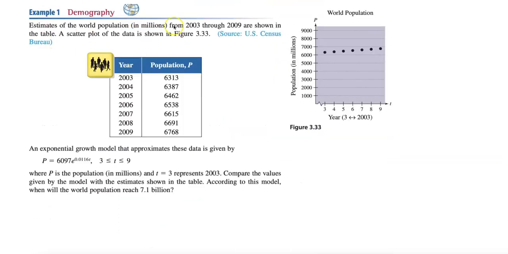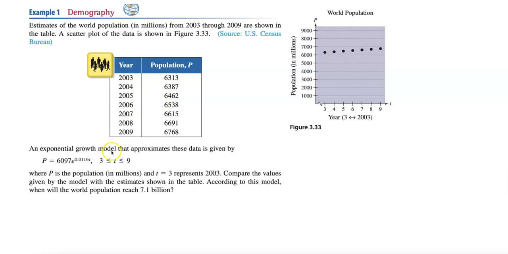Example number 1 is about the world population and how it's growing. So here it is in graph form, and here it is in table form, and then here it is in exponential growth form, like the formula. It wants us to figure out, according to the model, when the population will reach 7.1 billion. We could do it with the graph, but we're going to use some algebra here.